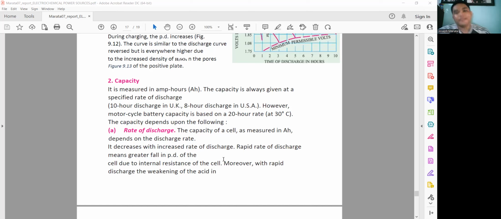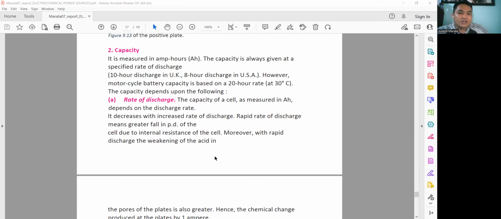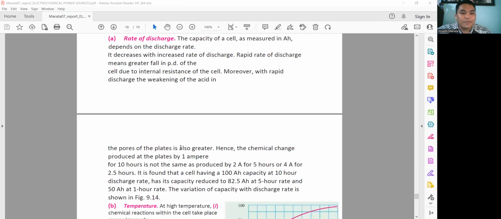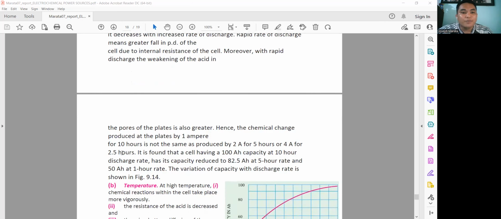Rate of discharge. The capacity of a cell as measured in amp hour depends on the discharge rate. It decreases with the increased rate of discharge. Rapid rate of discharge means greater fall in PD of the cell due to internal resistance of the cell. Moreover, with rapid discharge, the weakening of the acid in the pores of the plates is also greater. Hence, the chemical change produced at the plates by 1 ampere for 10 hours is not the same as that produced by 2 amperes for 5 hours and 4 amperes for 2.5 hours.